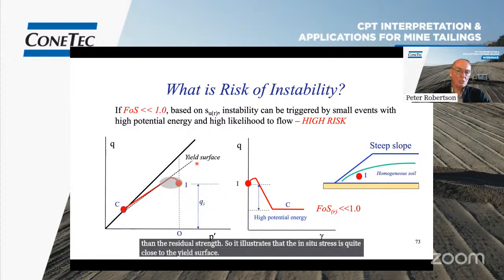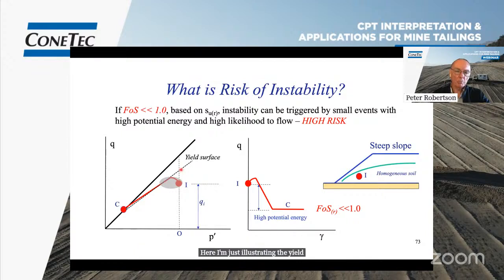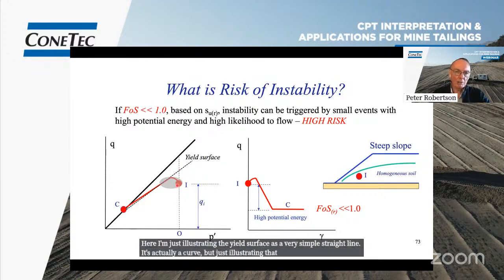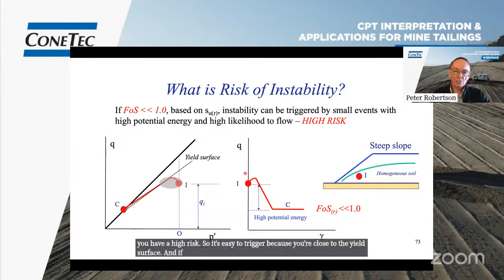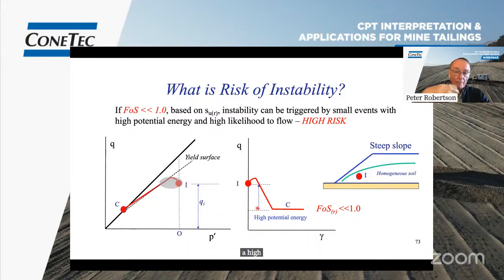Here I'm just illustrating the yield surface as a very simple straight line. It's actually a curve, but just illustrating that you have a high risk. So it's easy to trigger because you're close to the yield surface. And if it does trigger, there's significant strength loss. So you're going to have a high potential energy, and that will convert itself to kinetic energy. So there's a high risk you're going to have flow.